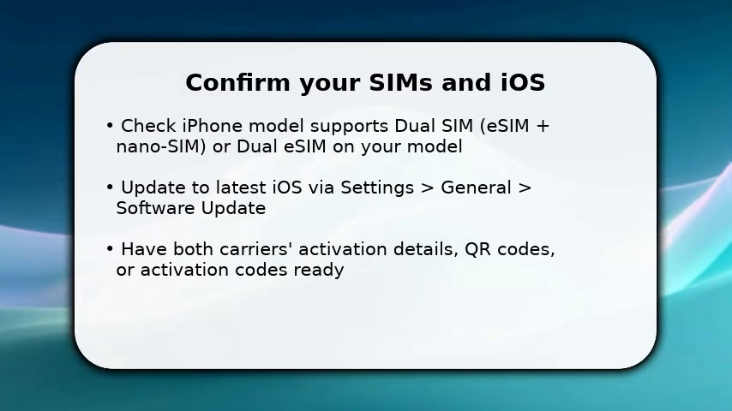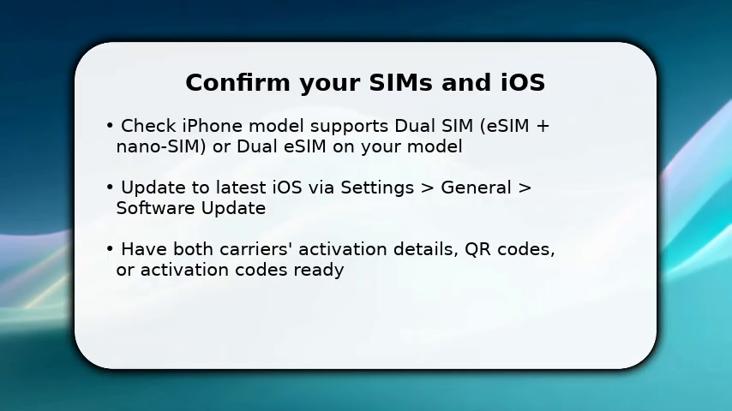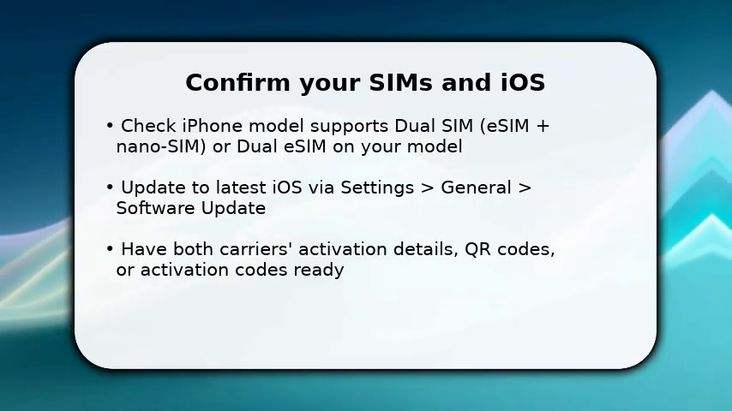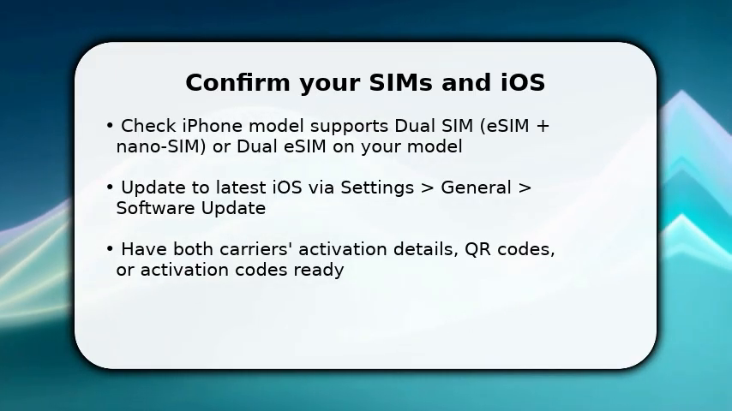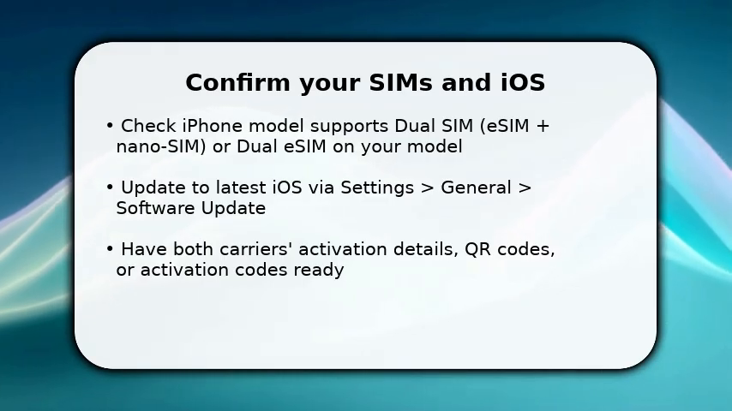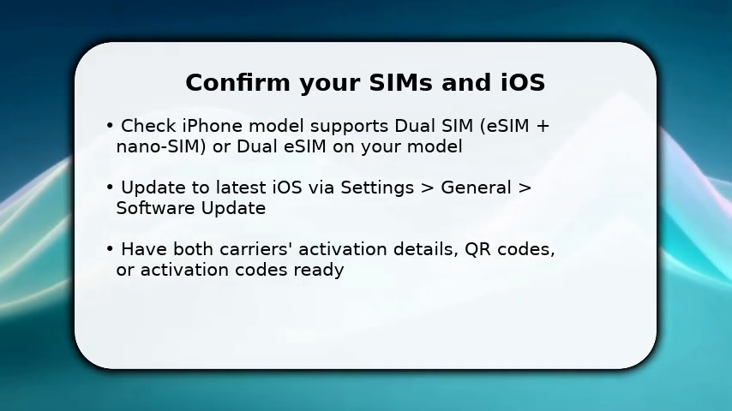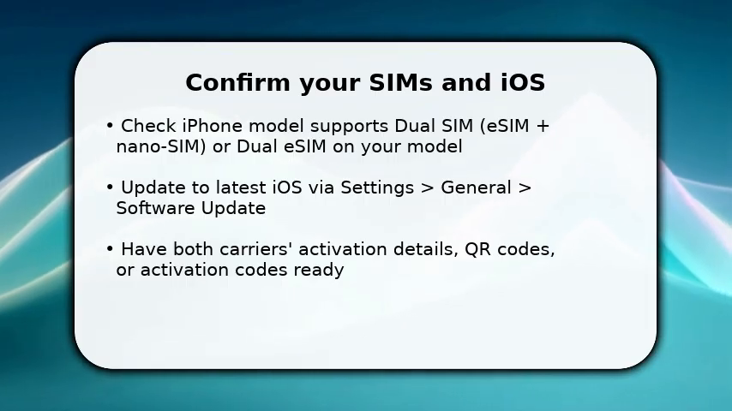Enjoy the video. You start by confirming hardware and software. Make sure your iPhone supports dual SIM configurations and install the latest iOS update. Once done, power off and insert the physical Nano SIM if present. Keep the eSIM QR or activation code handy.